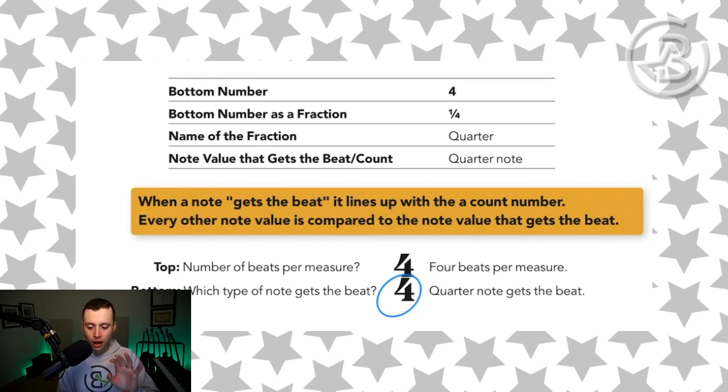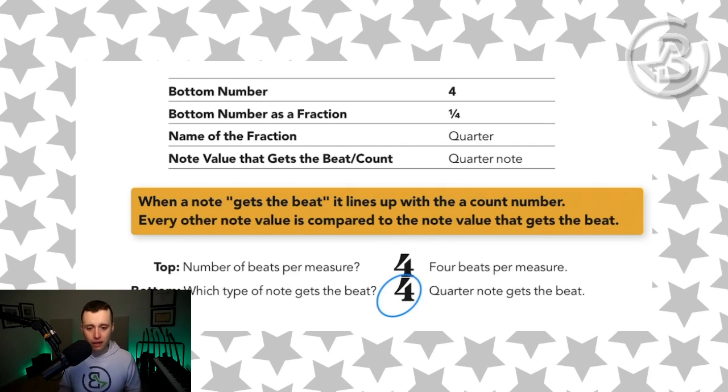Now, if this doesn't make 100% sense, don't worry about it. I'm going to review it one more time, and in the next lesson, we're going to do another dive into time signatures. Okay, the top number of a time signature is easy. That just shows us how many beats or how many counts per measure. The bottom number of the time signature is where things get tricky.